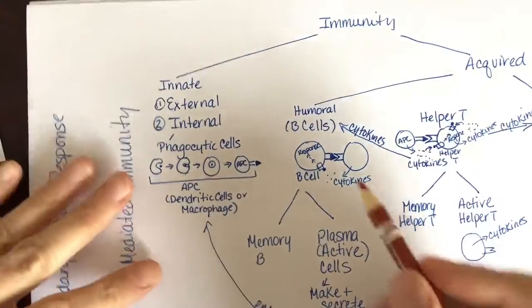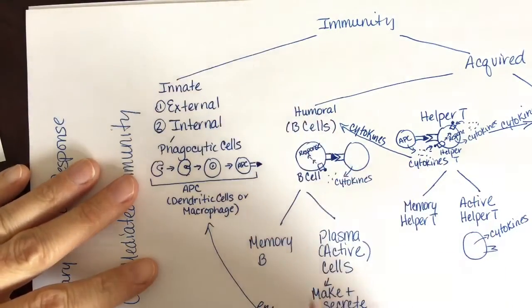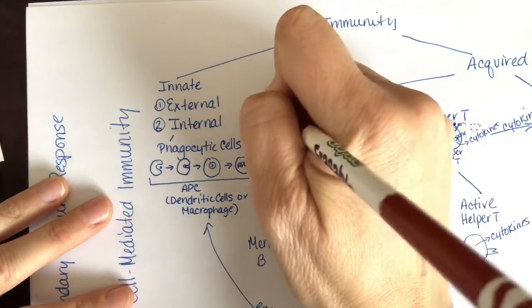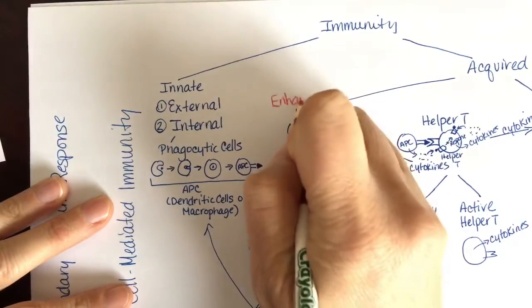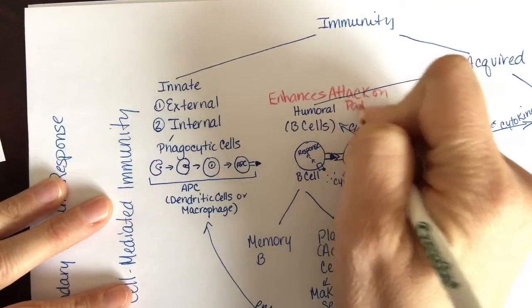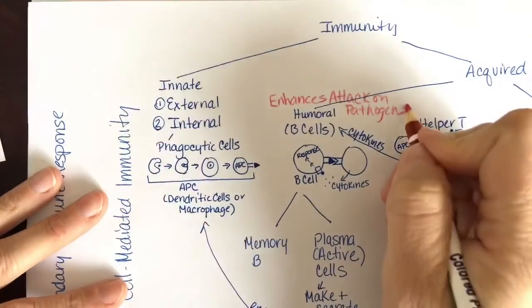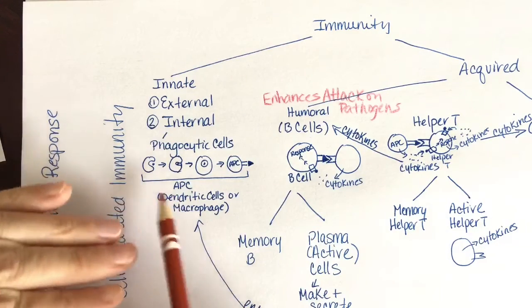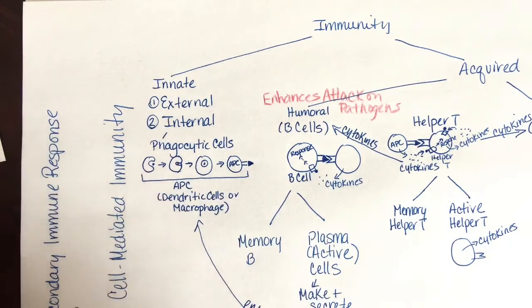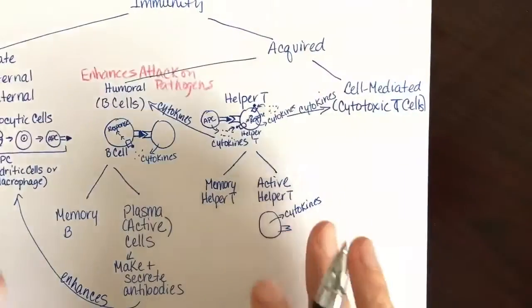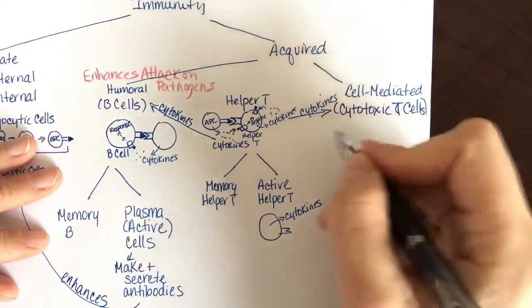So remember that we said that then overall the humoral part of the acquired immune system enhances the attack on pathogens. That's what this part does. So you're helping phagocytosis to get those pathogens out of the body. The second part of the acquired immune system is the cell-mediated part, and this is with the cytotoxic T cells.